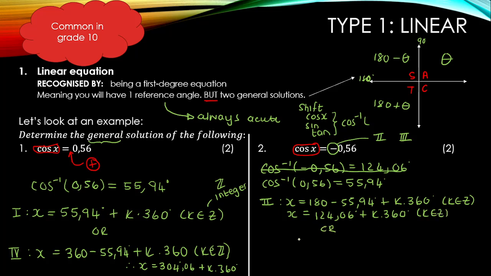Or we're going to be in our quadrant 3, which is going to be 180 plus 55,94 plus k times 360, k an integer. So therefore my last solution is 180 plus 55,94. This is going to be 235,94.